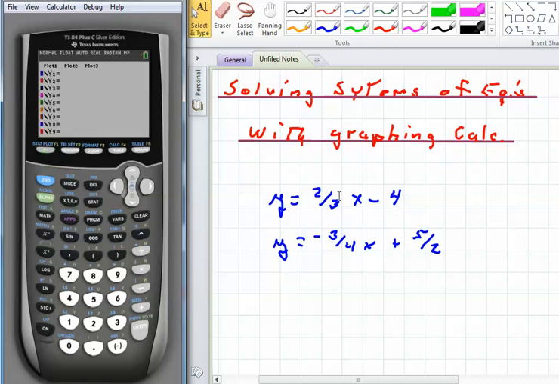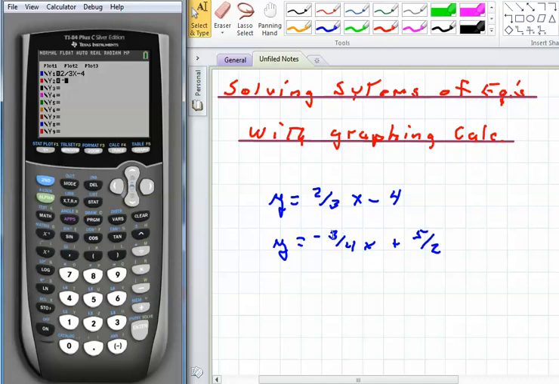Y equals 2/3. I'm going to enter this fraction not as a decimal, but 2 divided by 3. A decimal will not give you the right answer because you will be rounding off. So just enter it as the fraction. 2/3, x, remember, is here, minus 4. And I can hit enter or I can push the down button. And now remember, for a negative sign, we use this, negative.